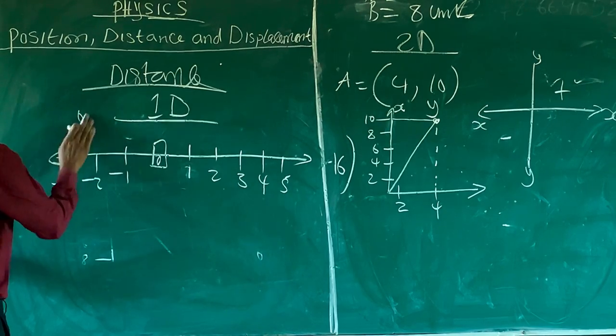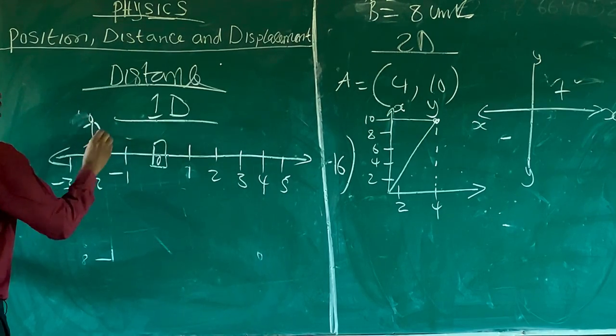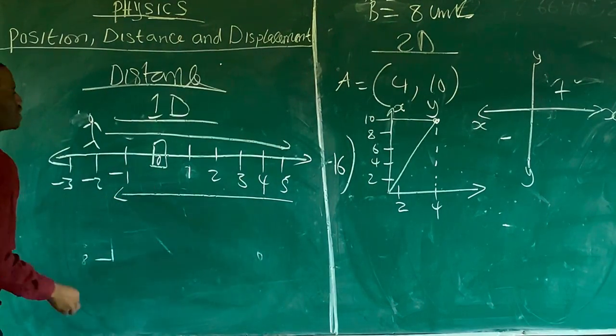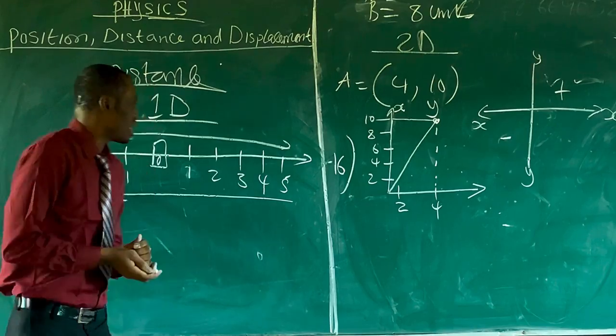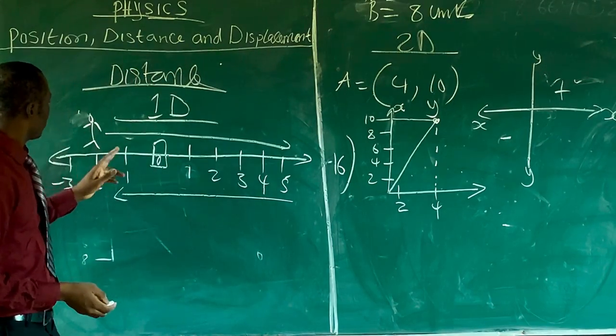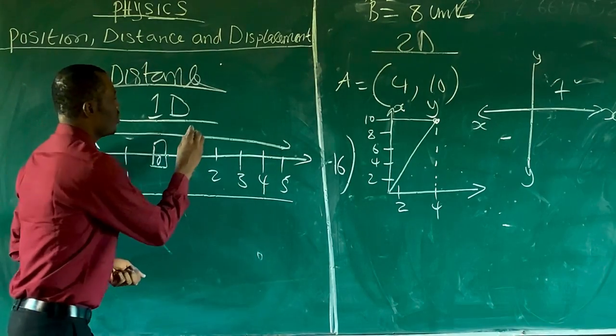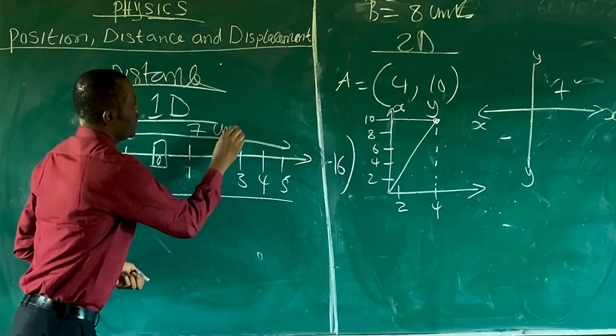Let's say this guy is starting from here, and then he moved to the side, and then he moved back to the side. What is the distance covered? Distance covered is 1, 2, 3, 4, 5, 6, 7. 7 units to the right.